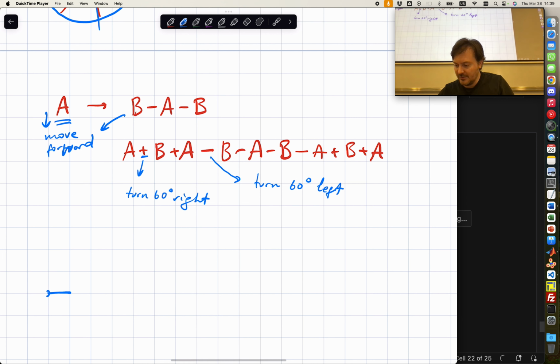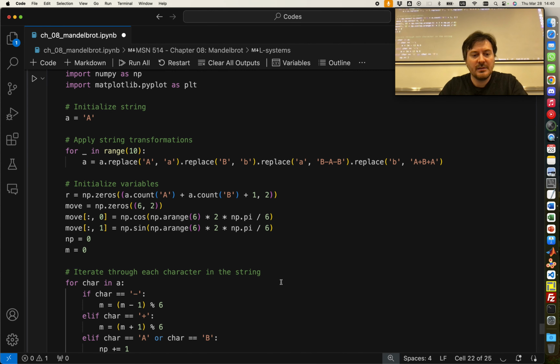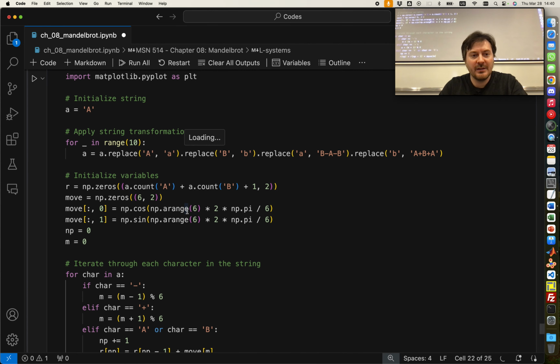So I start from here. I do A, so I move forward. I go here, but I'm pointing this way. It says turn 60 degrees right, so I point this way and move forward, turn 60 degrees right and move forward, etc. I have a code for it, so no worries. This code is doing that.